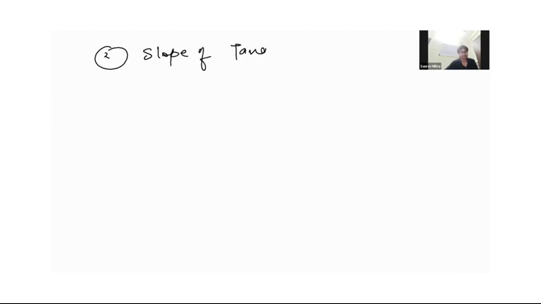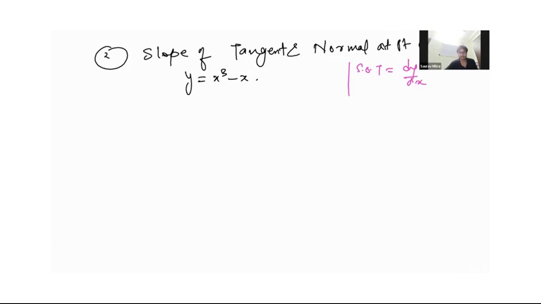tangent and normal at point x equals 2, and the expression here is y equals x cube minus x. So first of all, we know our slope of tangent is dy by dx, and slope of normal is minus dx by dy.